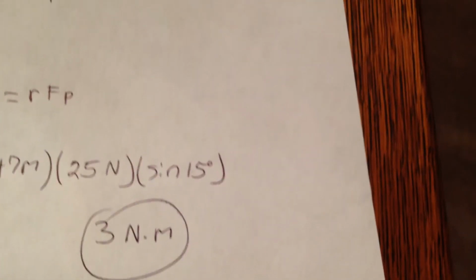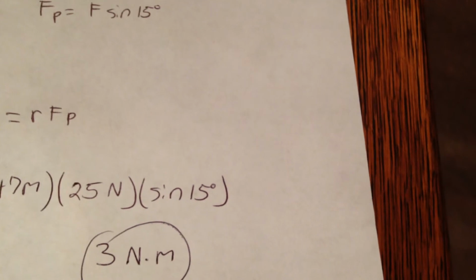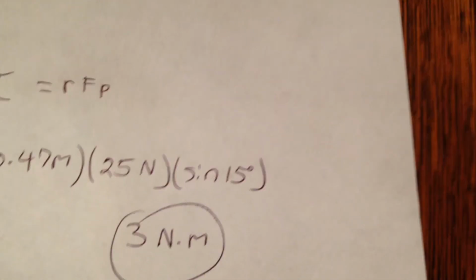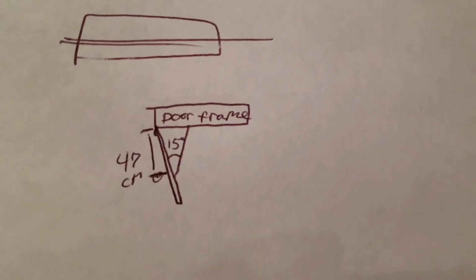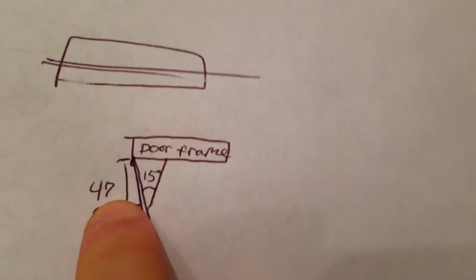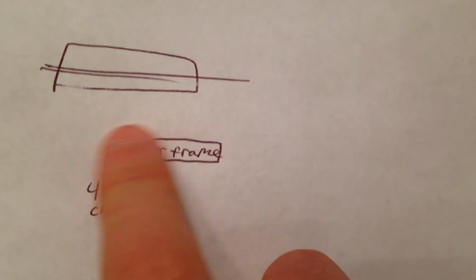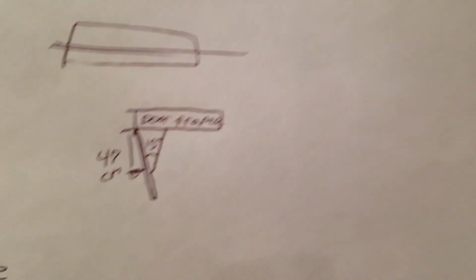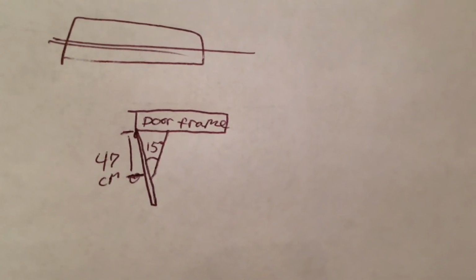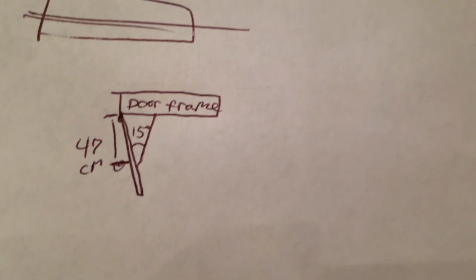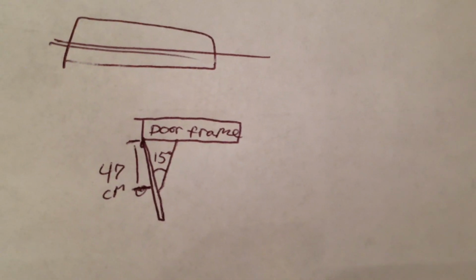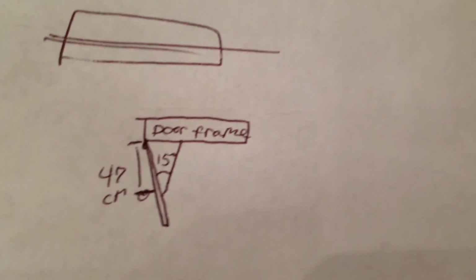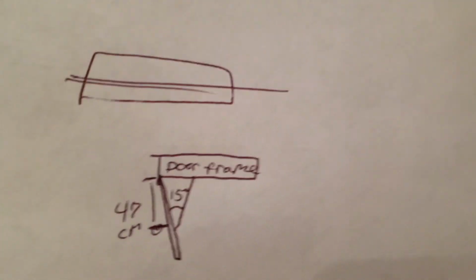Now C, the torque. So for C, they want to know what the torque is. The torque is positive because it's moving counterclockwise. It's being pulled counterclockwise, and anytime the torque is being pulled counterclockwise, then it is positive. If it would have been clockwise, then it'd be negative. But in this case, it is counterclockwise, and the torque is positive.